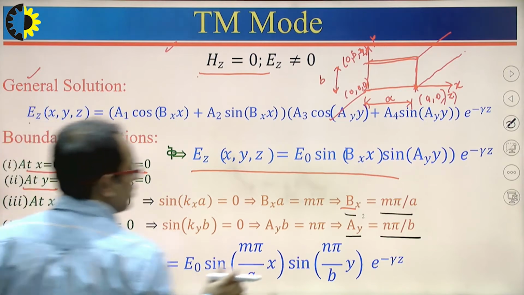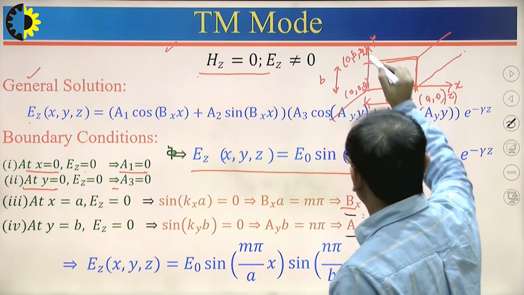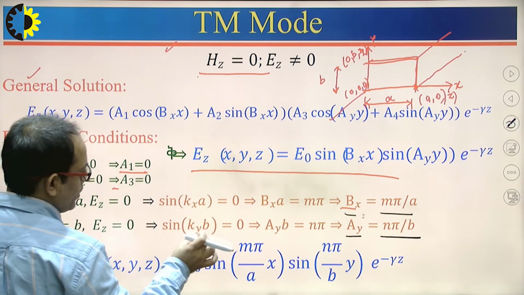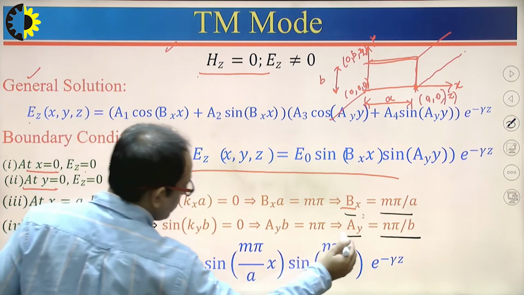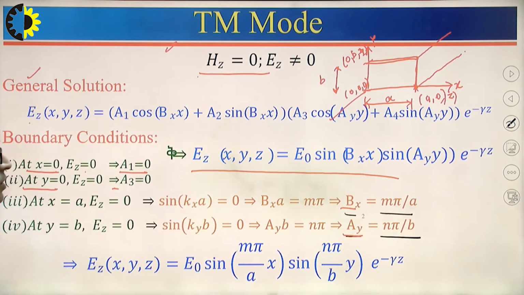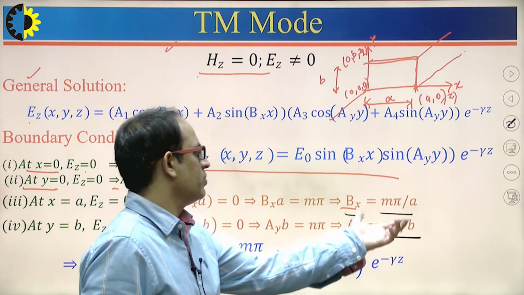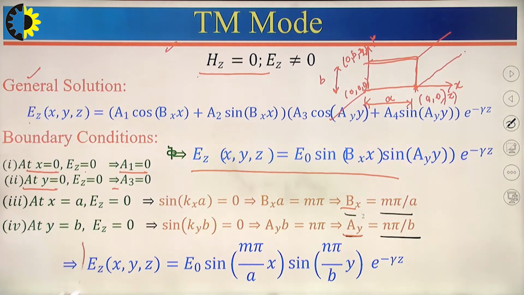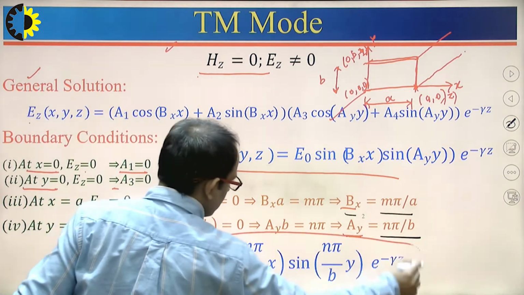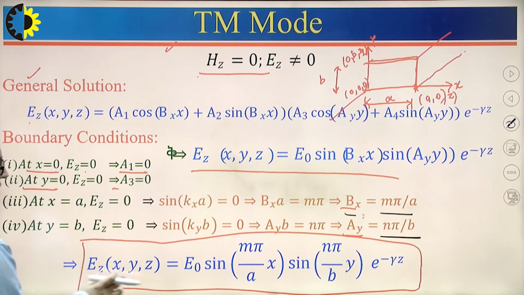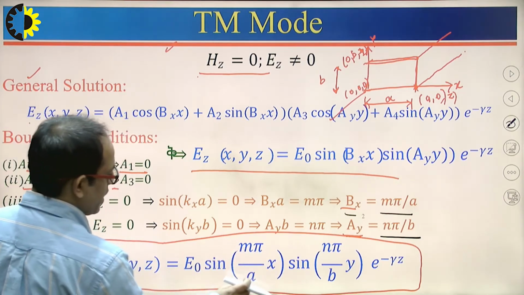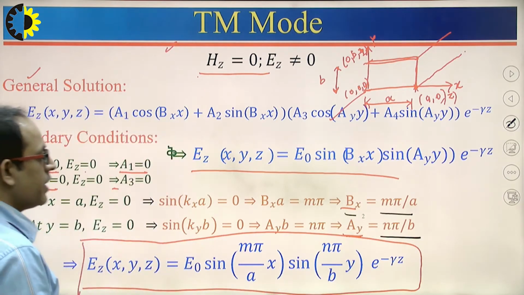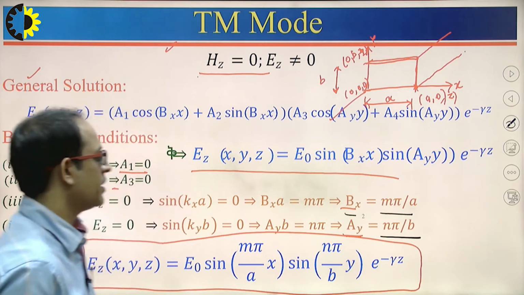And on putting y equal to b, Ez equal to 0 and sin ay into b equal to 0, that comes out to be ay equal to n pi by b. Just on putting these values of bx and ay in this equation, we will get the overall equation, Ez equal to E naught sin of m pi x divided by a multiplied by sin of n pi y by b into e to the power minus gamma z.